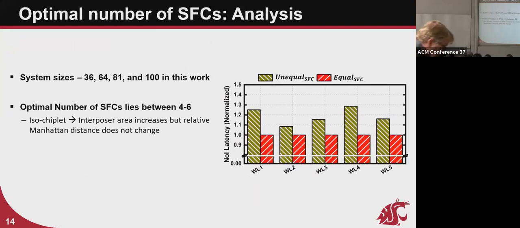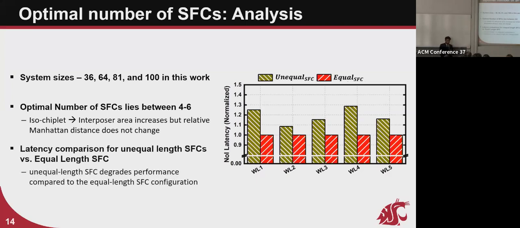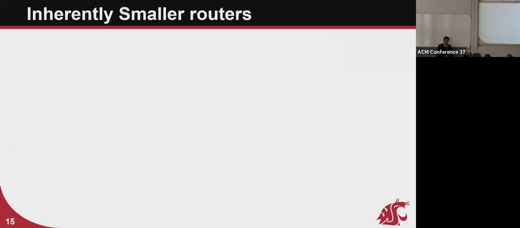Now, one question might be that one of the SFCs could be longer and another shorter. So we do a simpler analysis on a 36 chiplet system, where we see that equal SFCs actually perform better because we have a more homogeneous design. The latency comparison shows that equal length actually improves when compared to unequal length SFCs within the system, which is the basis for creating this Floret architecture. Again, it is a balance between the size of each SFC and the number of SFCs.